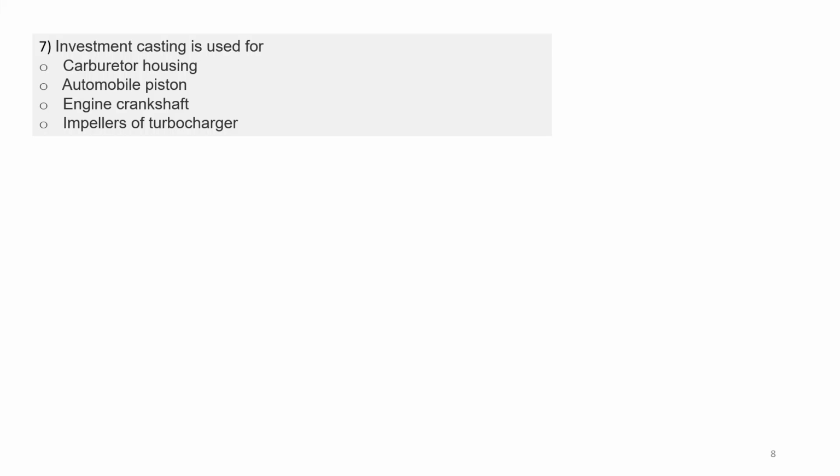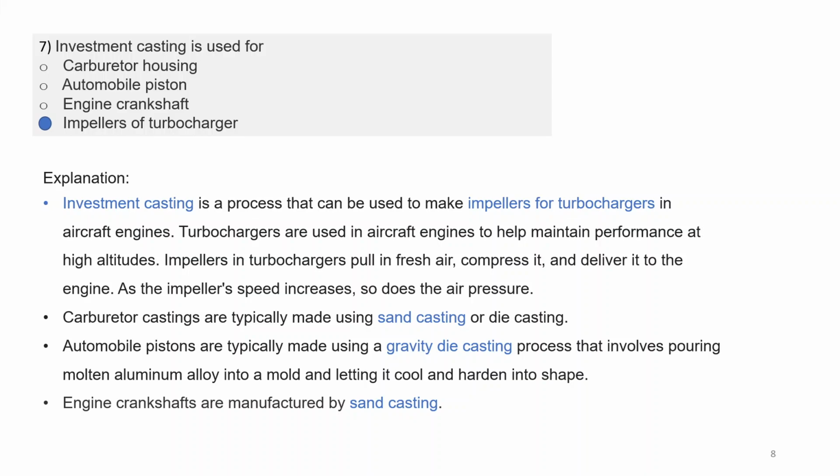Next question is, investment casting is used for. Your options are carburetor housing, automobile piston, engine crankshaft, impellers of turbocharger. So answer will be impellers of turbocharger. Investment casting is used to make these in aircraft engines, and these are used in aircraft engines to help maintain performance at high altitudes.